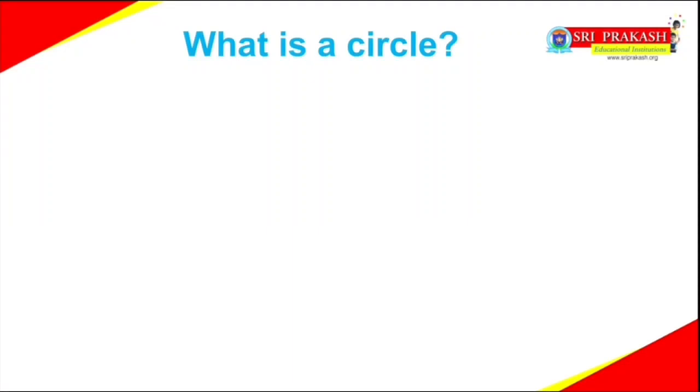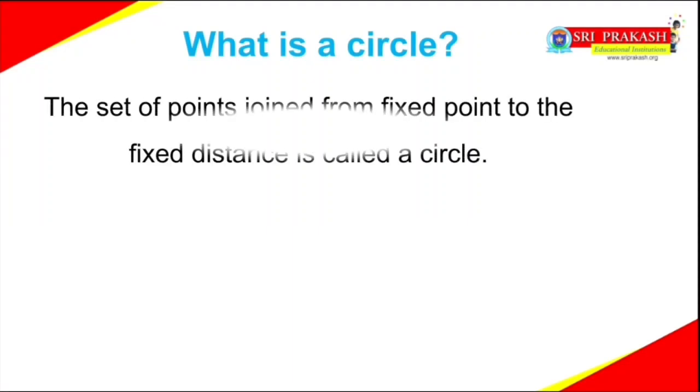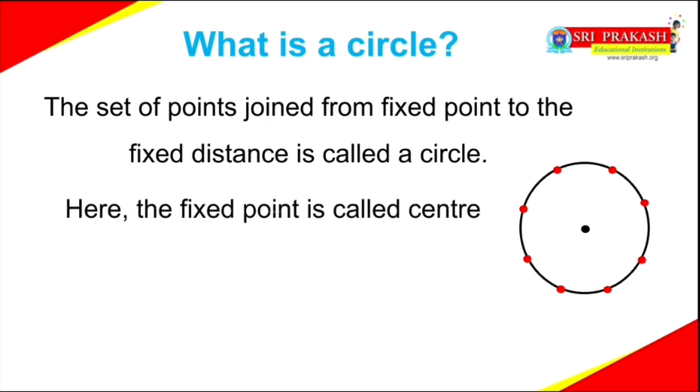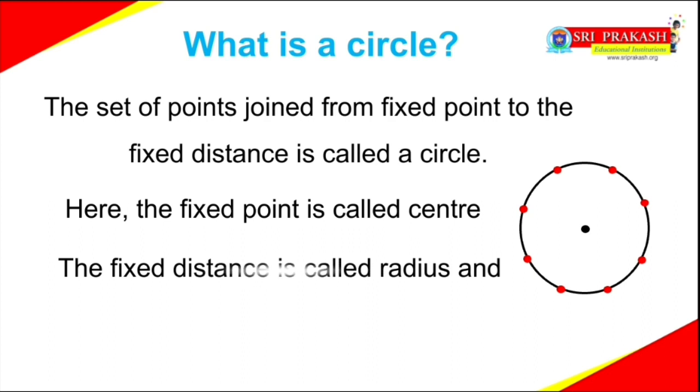What is a circle? The set of points at a fixed distance from a fixed point is called a circle. Here, the fixed point is called the center and the fixed distance is called the radius, and it is denoted by small r.